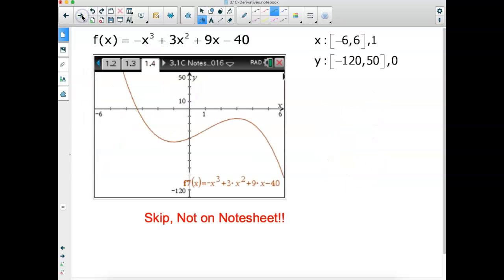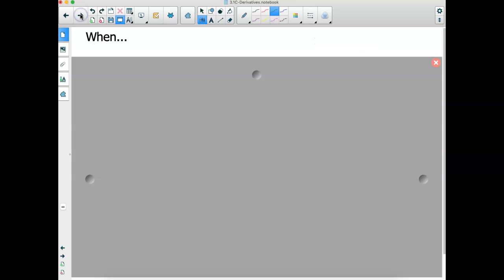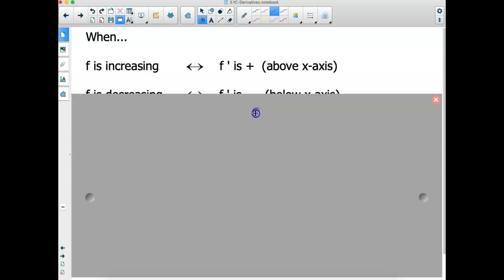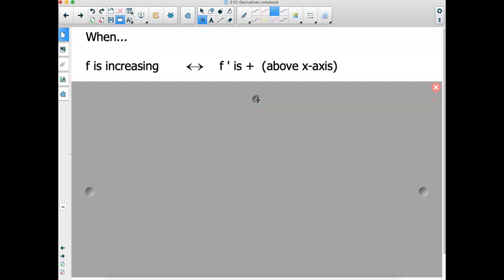Okay, so what I'm going to do is, because this one's not on there, I'm skipping this note sheet. You're going to flip probably to the back of your note sheet. We're going to fill out some really important things here. So if your function f, the original function, is ever increasing, that means on the graph of f prime, that f prime is going to be positive. And remember, all positive means is it's above the x-axis because all those y values are positive.